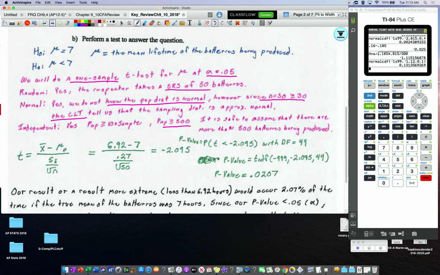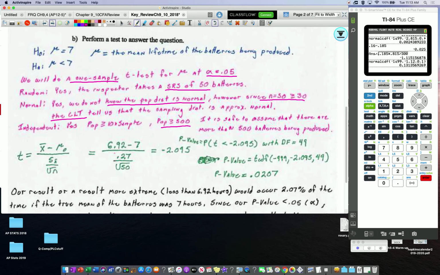Is our population greater than 10 times our sample? Or is the company producing at least 500 batteries? Absolutely. They're probably producing thousands of batteries. All right. So now we need to calculate the t statistic and the p-value. The t statistic is found by taking your sample mean minus the mean of the null, divided by the standard deviation over the square root of the sample size. So again, this is really the standard deviation of the sampling distribution.